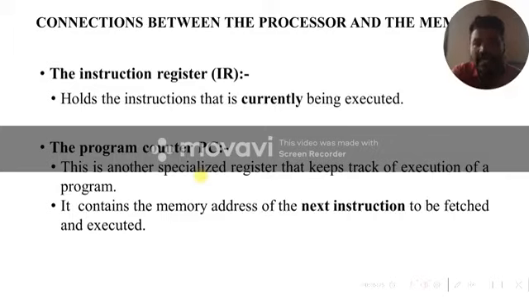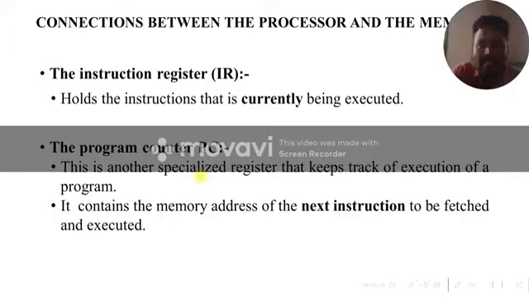Okay, so there are many kinds of instructions that are given to a central processing unit. In that, the instruction register plays a vital role in holding the instructions that are currently being executed. The next one is the program counter. The program counter is a specialized kind of register that keeps track of the execution of a program. In simple words, the program counter stores the next instruction to be executed.